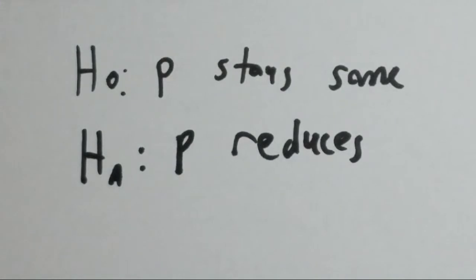Again, you don't have any concrete numbers for this, so you have to write it out in words. Null hypothesis, the infection rate stays the same, doesn't change. The alternate hypothesis, it is reduced.